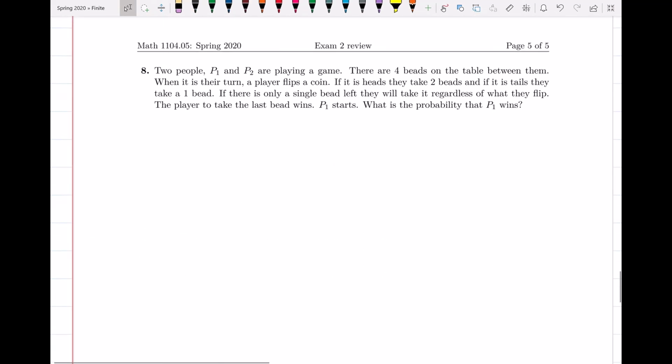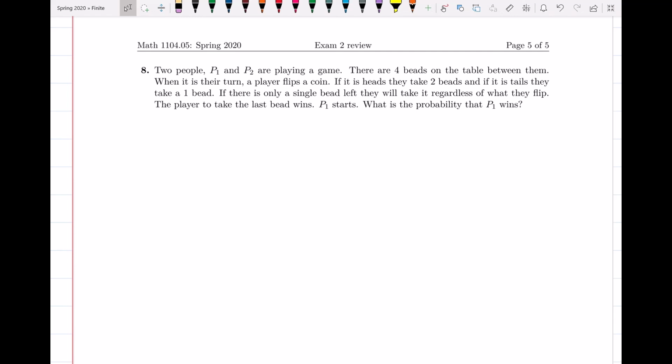So then we have our last problem. Two people, P1 and P2, are playing a game. There are 4 beads on the table between them. When it is their turn, a player flips a coin. If it is heads, they take 2 beads, and if it is tails, they take a single bead. If there's a single bead left, regardless of what they flipped, they will take the bead. The player to take the last bead wins. Player 1 starts. What is the probability that player 1 wins?